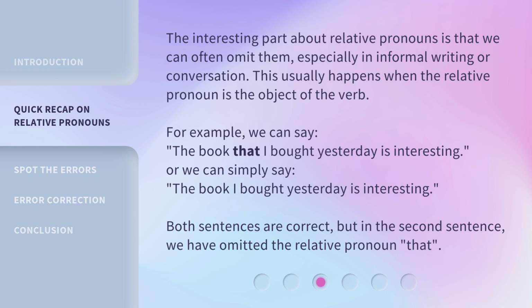The interesting part about relative pronouns is that we can often omit them, especially in informal writing or conversation. This usually happens when the relative pronoun is the object of the verb. For example, we can say, "The book that I bought yesterday is interesting," or we can simply say, "The book I bought yesterday is interesting." Both sentences are correct, but in the second sentence, we have omitted the relative pronoun, that.